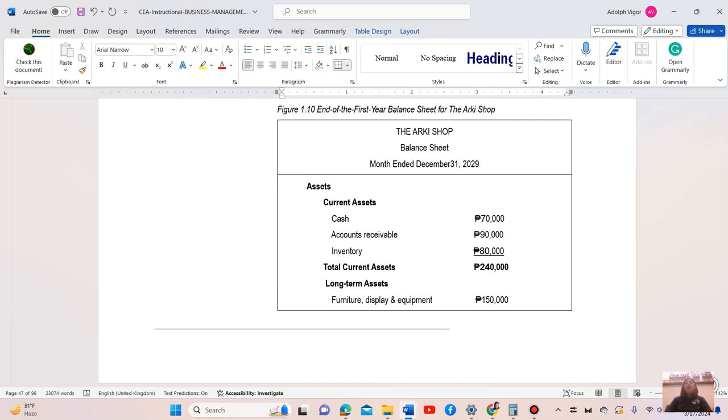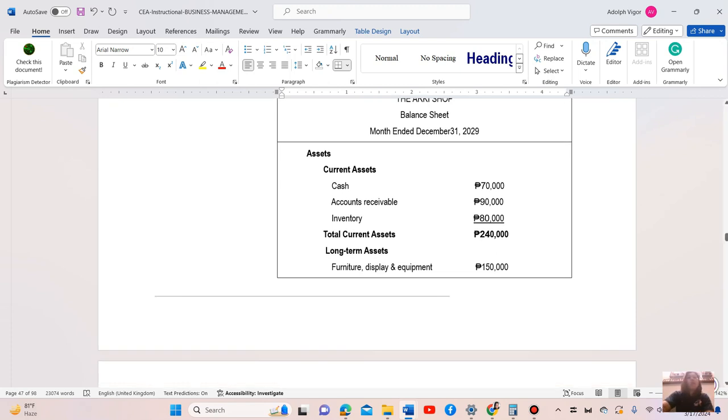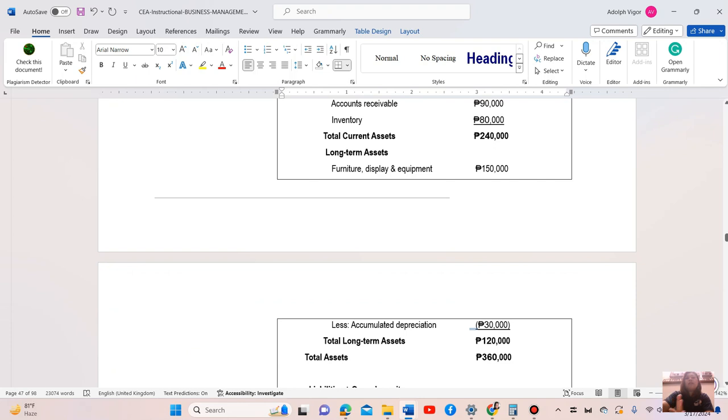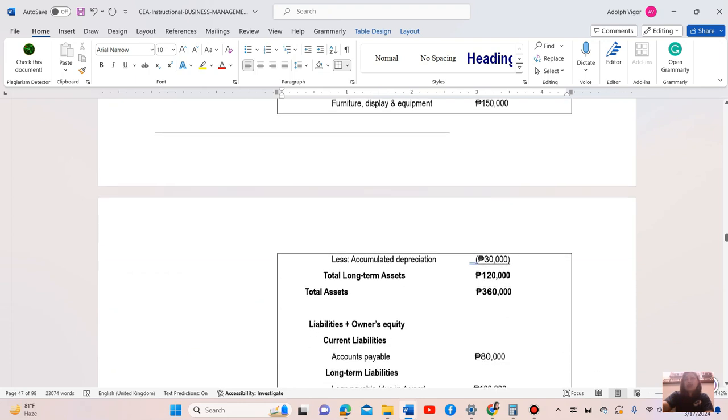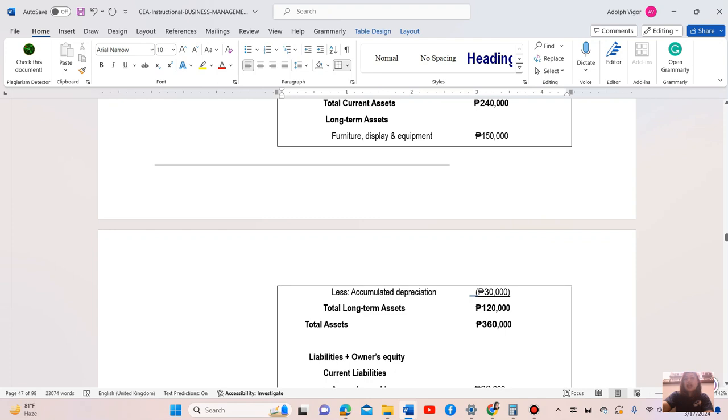You have inventory of 80,000 because you have stocks na wala pa na baligya, no? So you have a total current assets 240,000. Your long-term assets, which is your furniture, your display, your equipment, amounting of 150,000. And you less the accumulated depreciation of 30,000. So you have a total long-term assets of 120,000.